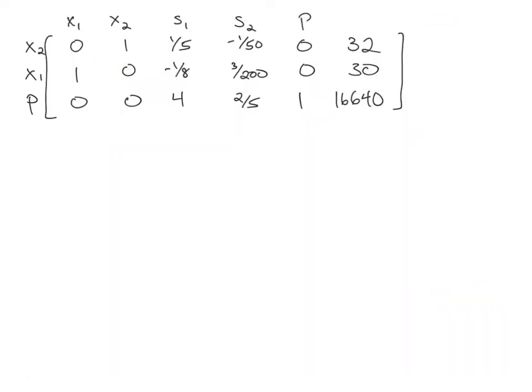All right, final slide. Let's take a look here. We have the S sub 1 variable that exited because that's where our pivot position was the second time around. The X sub 2 variable entered, and now we don't have any more negatives in the bottom row. We can just read off our answer. X sub 1 will be 30, X sub 2 will be 32, and the profit maximized will be at $16,640.